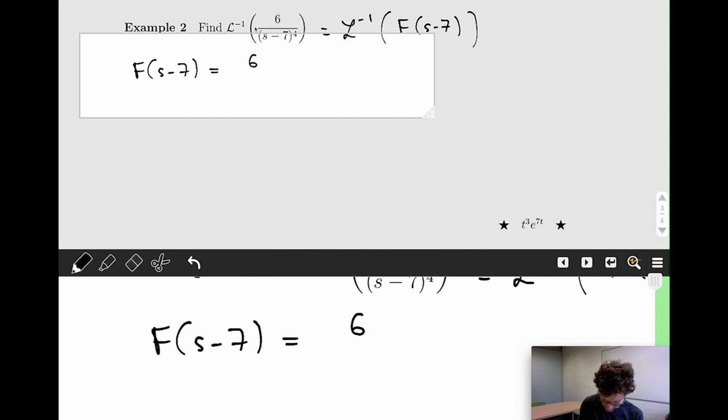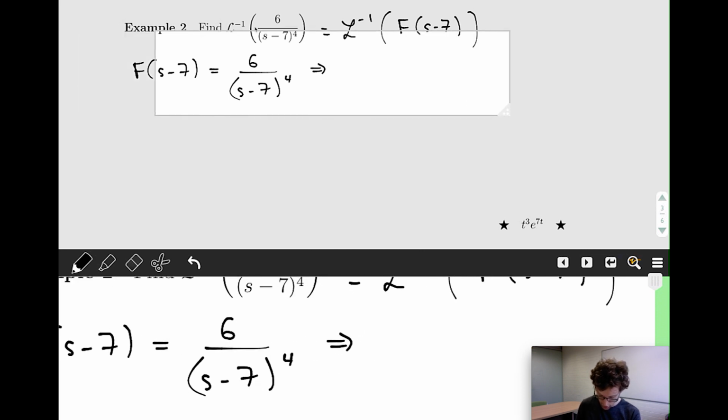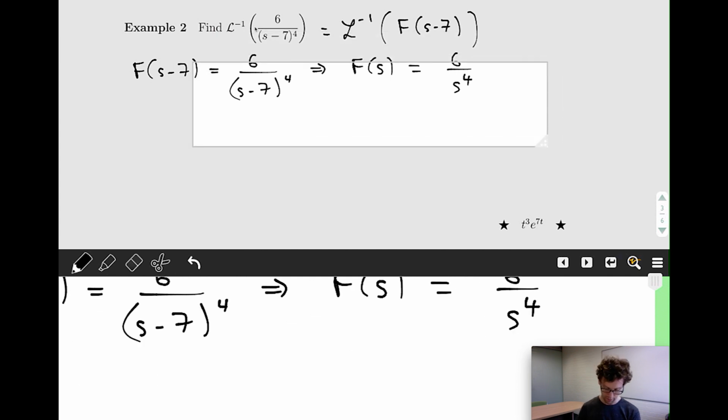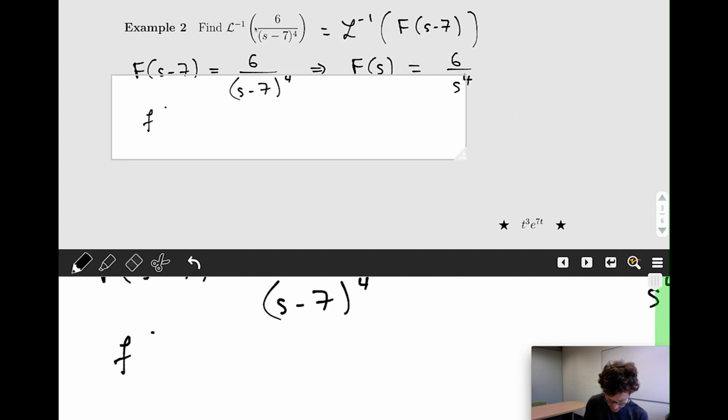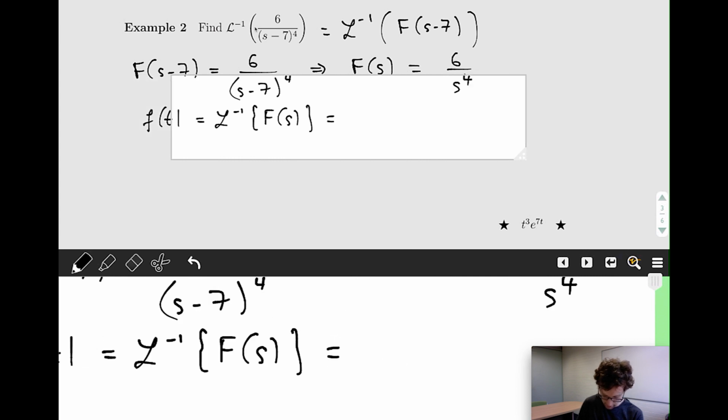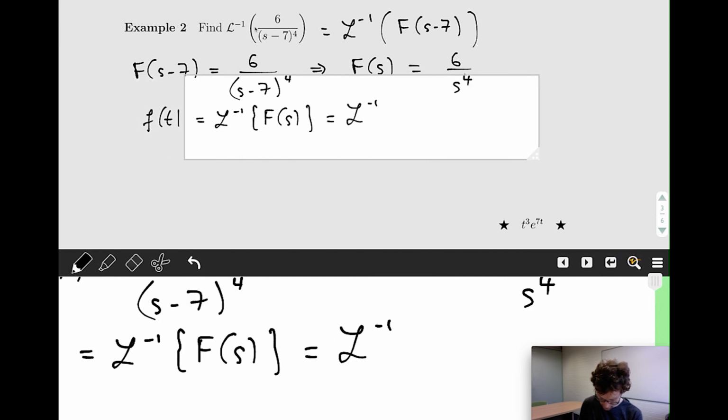is equal to 6 over s minus 7 to the power of 4, which means that the unshifted function, the function with that shift removed, replace everywhere I see s minus 7 with just good old-fashioned s. Now I have my unshifted function, and I'm ready to calculate f of t. f of t will be the inverse Laplace transform of the unshifted function. So it'll be the inverse Laplace transform of 6 over s to the power of 4.